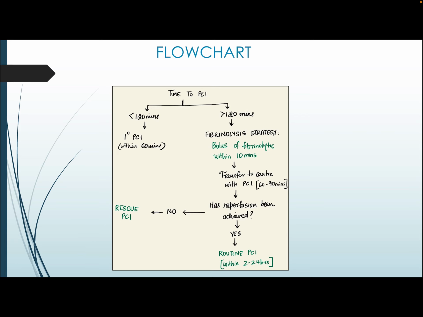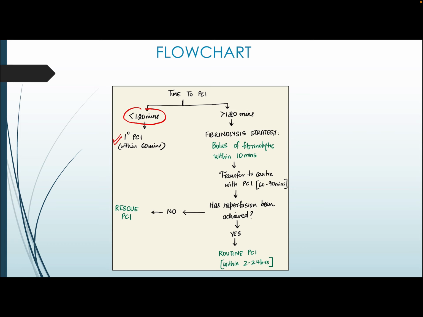Now this is a small flow chart about what to do with a patient with STEMI. Suppose a patient comes with STEMI that is seen on ECG. You have to determine what the time to PCI could be. Suppose you are anticipating the time to PCI to be less than 120 minutes at that particular institution, then go ahead with primary PCI, and that has to be done within 60 minutes.